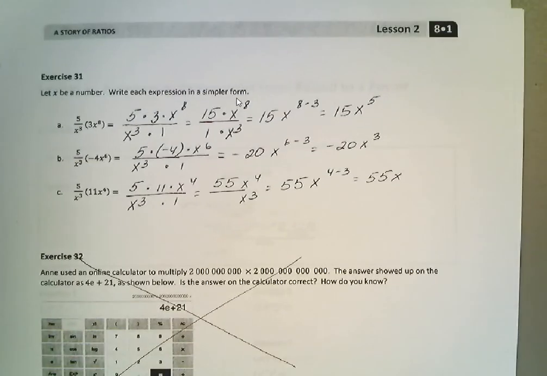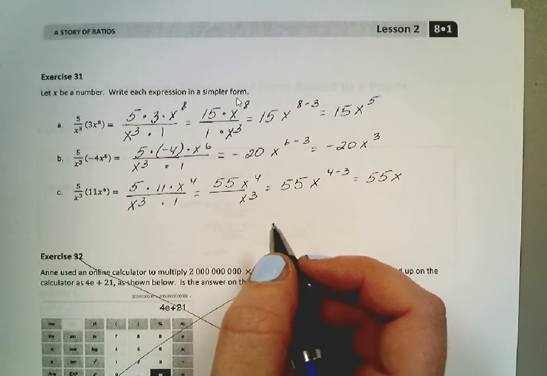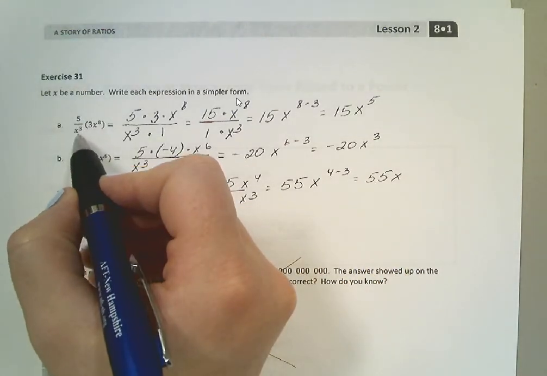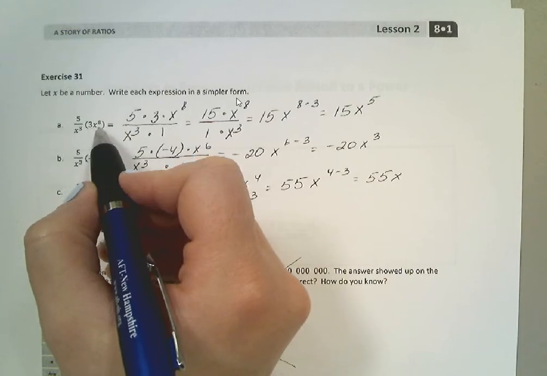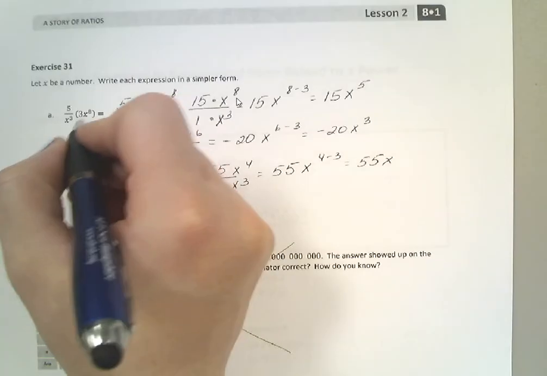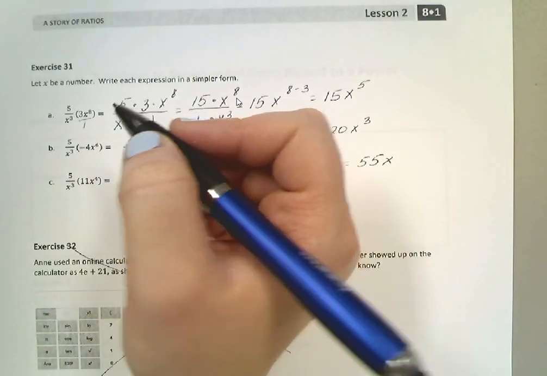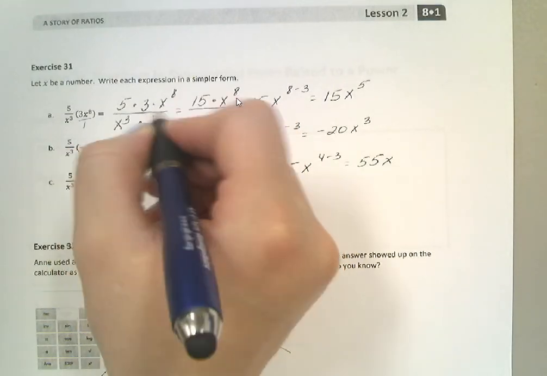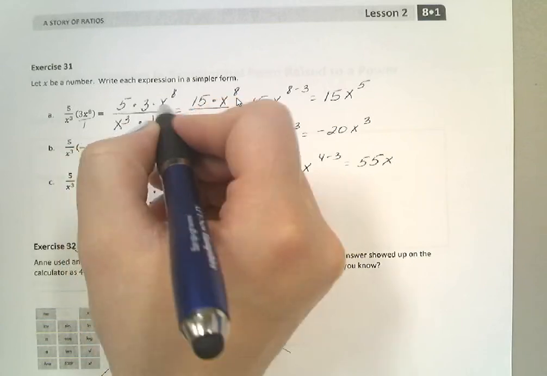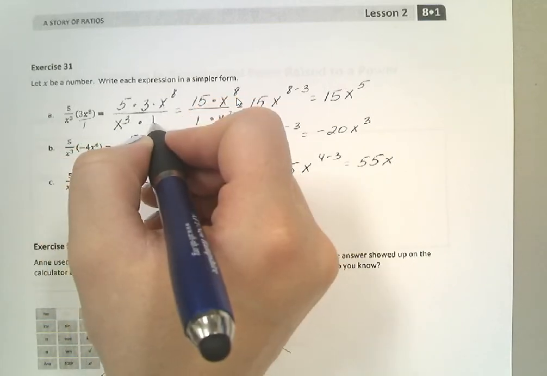Last problem here, exercise 31. This one is a little bit trickier, so let me take some time to actually explain it to you. 5 over x to the third multiplied by 3 times x to the 8th. I can write 3 times x to the 8th over 1, right? That is not going to change a thing. And then I can put them together as one big fraction, right? So 5 times 3 times x to the 8th divided by x to the third times 1.